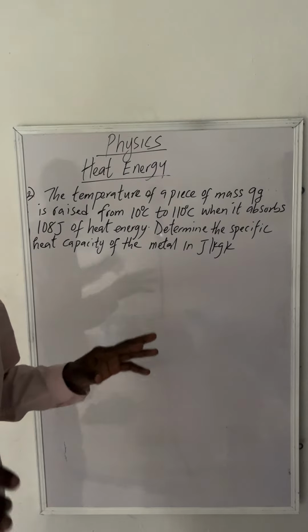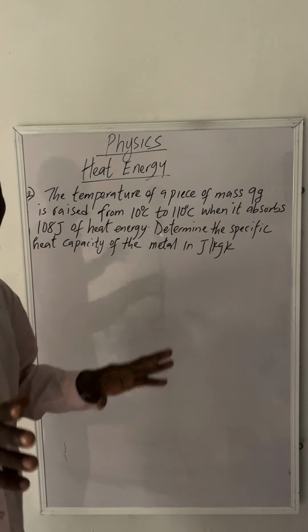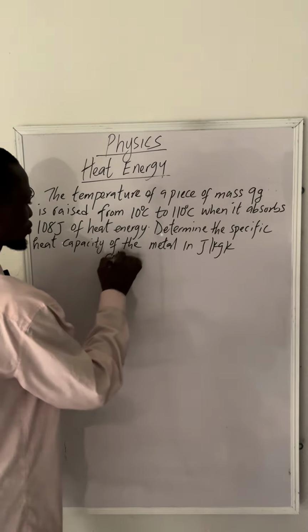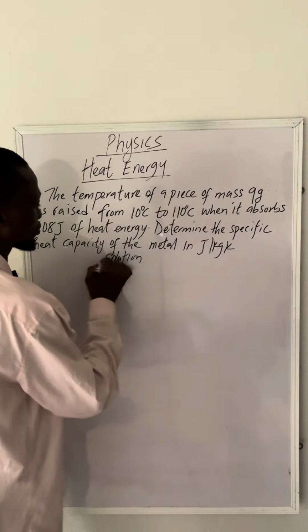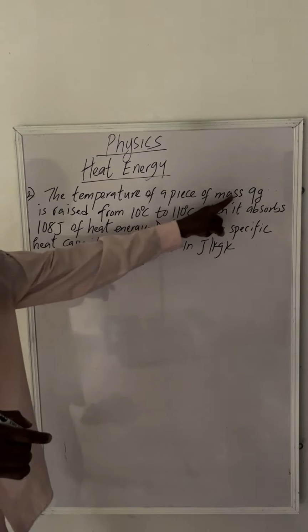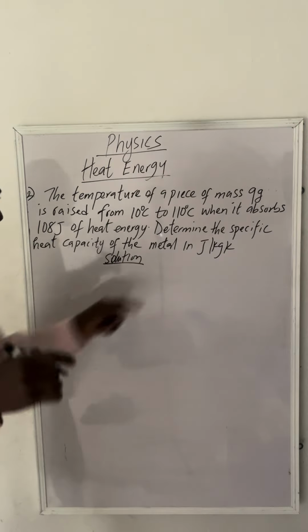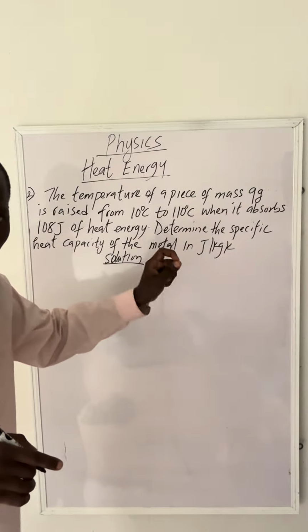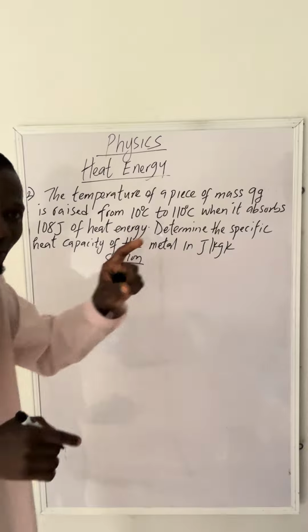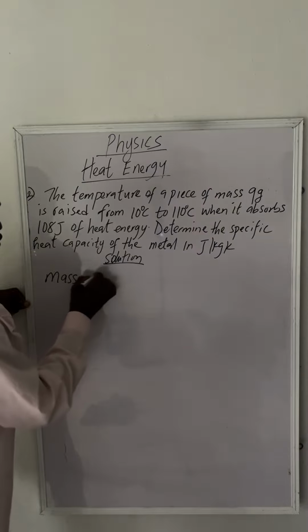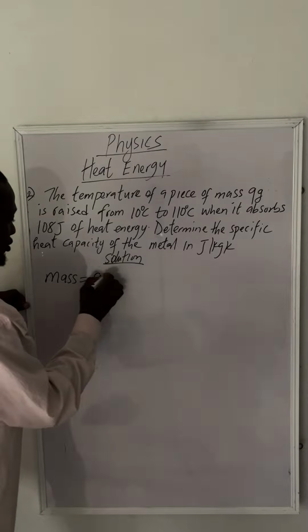Now, we know that we have to bring out the parameters. That is very important, right? So the solution is going to be: the temperature of a piece of mass 9 grams. So meaning that they've given us the mass to be what? 9 grams. So let us bring out the parameters. Very important. So the mass is equal to 9 grams, right?